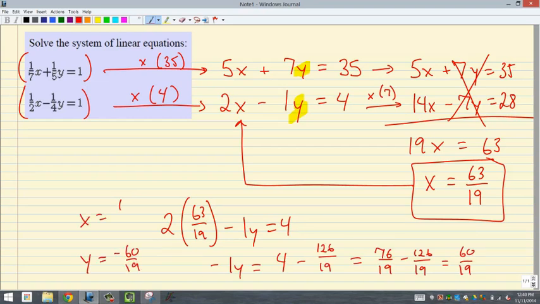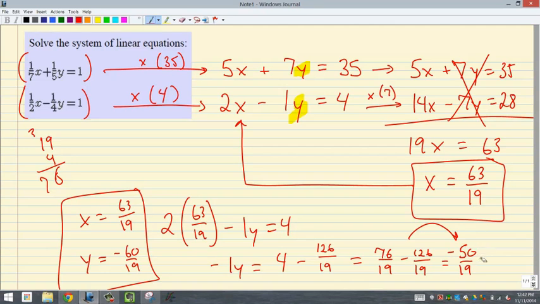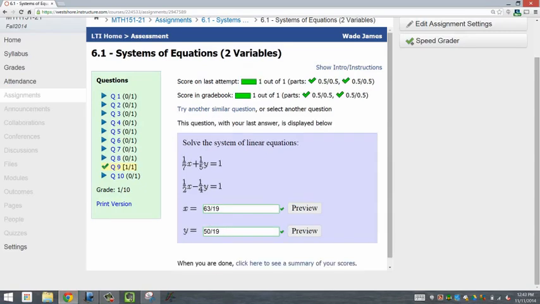X is equal to 63/19. I like that attitude. Plug it in and see what happens. Submit. What? This should be negative 50, and then when we take the opposite, it should be positive. It's always easier to do these problems when you have 18 sets of eyes looking on to catch all your mistakes. Got it. All right, good.